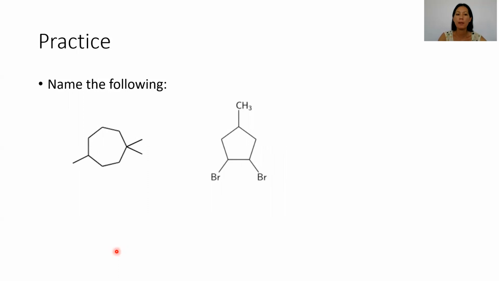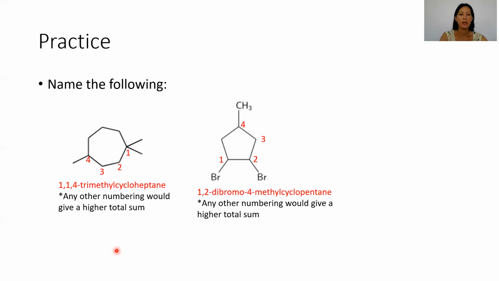Pause this and practice naming these. You should have come up with 1,1,3-trimethylcycloheptane. Any other numbering would have given a higher sum. For example, don't start at 1 here, because then you would have had 1,4,4-trimethyl. For the right compound, it's 1,2-dibromo-4-methylcyclopentane.